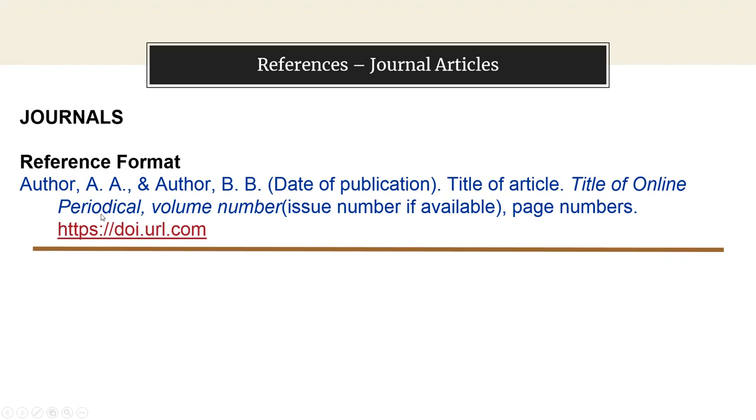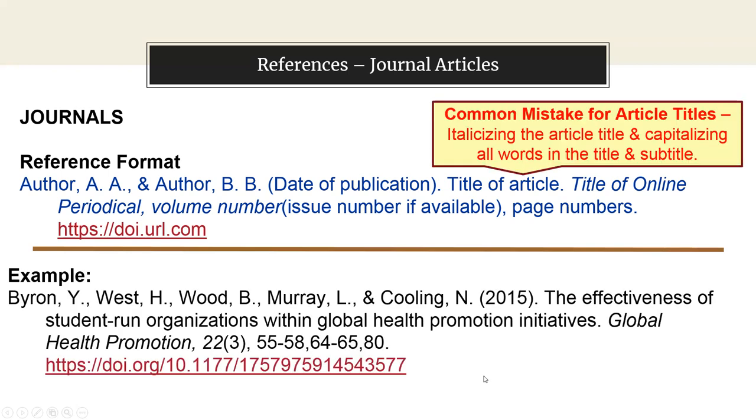Then the title of the journal, as I said, is italicized. The volume number is italicized. The issue number, if it's available, because sometimes the issue numbers are not available, you put in parentheses, followed by the page numbers. And then after that, you have your web page link or your DOI. Now notice that the web page link or the DOI is always hyperlinked because it makes it easier for your reader to go directly to your source information. All they have to do is click that link. So let's look at an example of that.